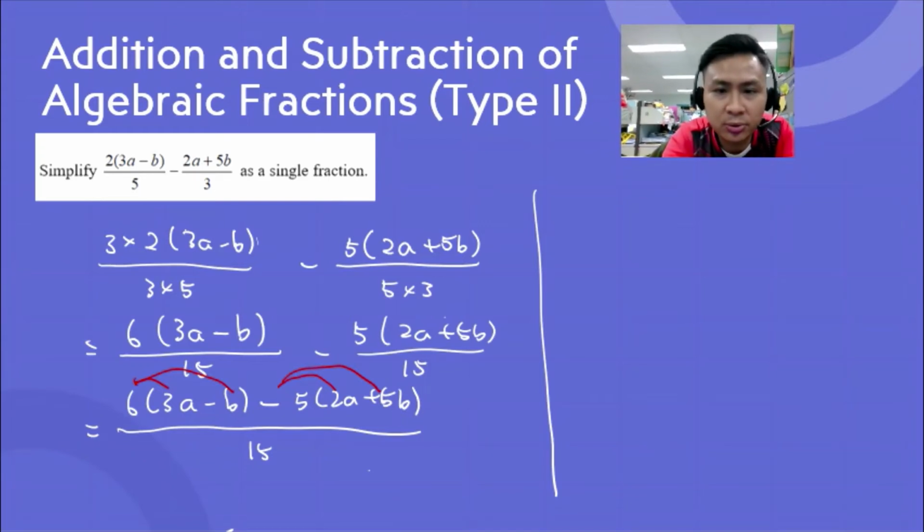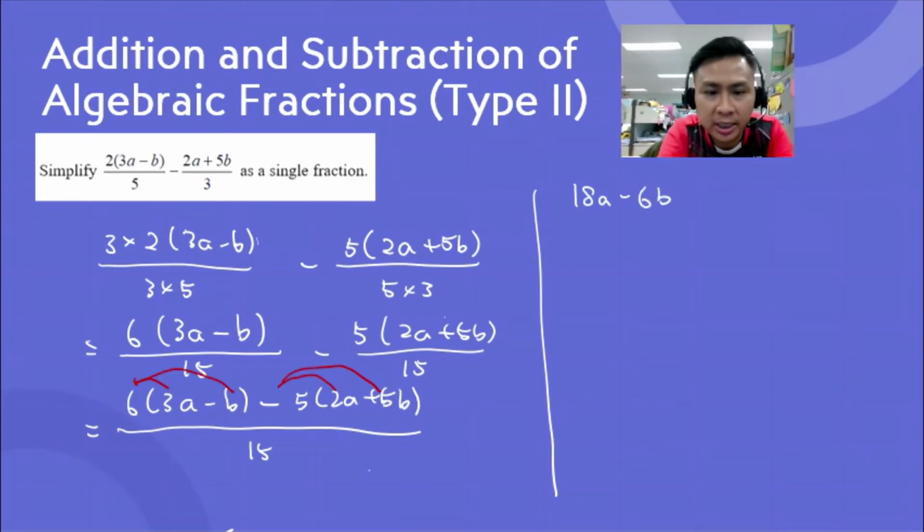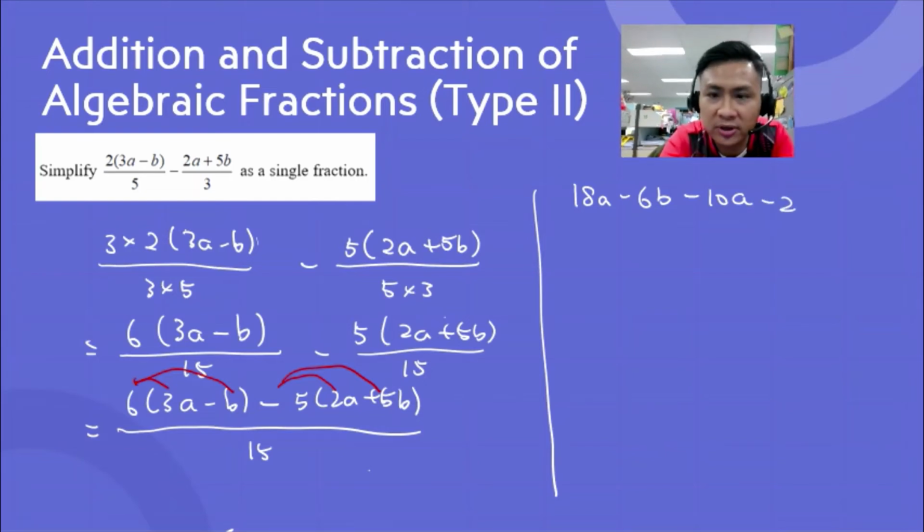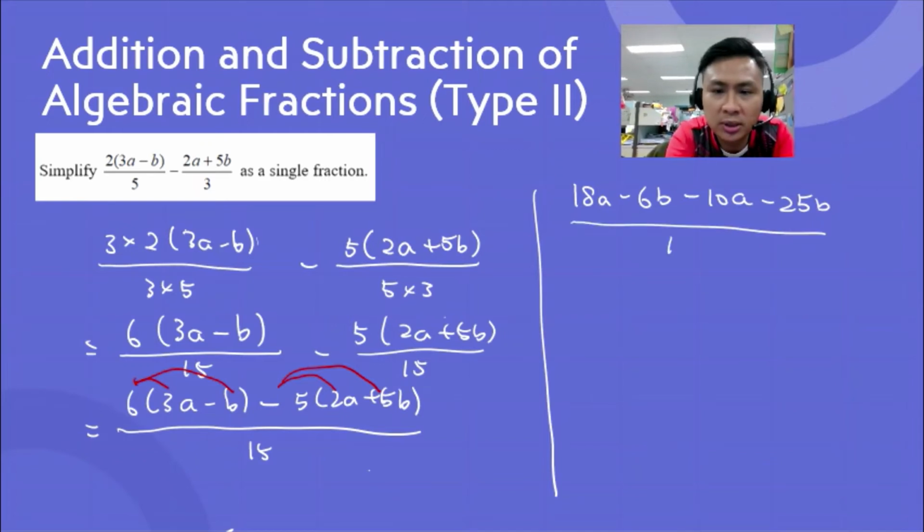So 6 times 3a will get 18a, 6 times negative b we get negative 6b, negative 5 times 2a, negative 10a, sorry. Okay, negative 5 times 5b we get negative 25b. Right, and the whole thing over 15.